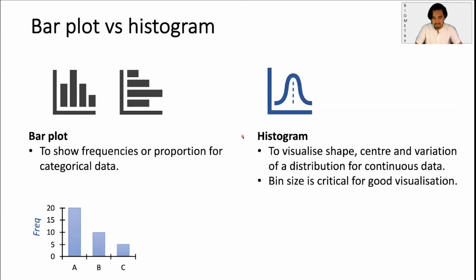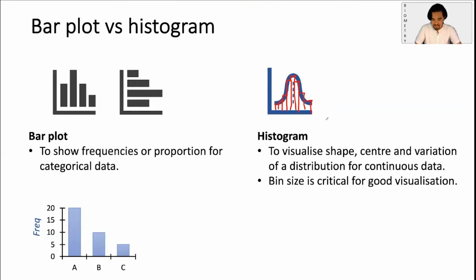The purpose of a histogram is to visualize the shape, center, and variation of your data, for which type? For continuous data. Okay, so when we want to show continuous data in the form of a histogram, the most important bit is you need to choose the right bin size. The histogram is actually the combination of many bars, all right, being closer to each other. When you arrange them together, you get a form of distribution.